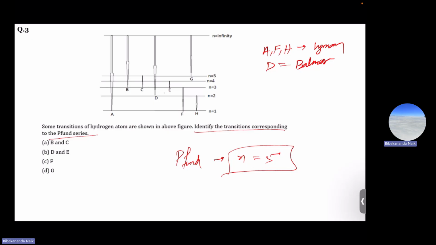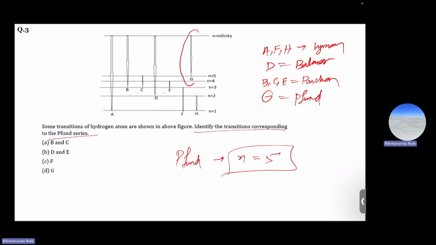Then for n equal to 3, B, C and E, this is Paschen. Then n equal to 4, there is no transition occurring from a higher orbit to n equal to 4. So then n equal to 5, n equal to 5 is G. So G is n equal to 5, which corresponds to Pfund.